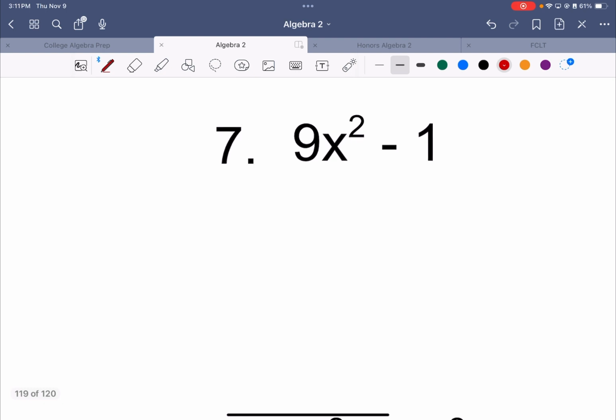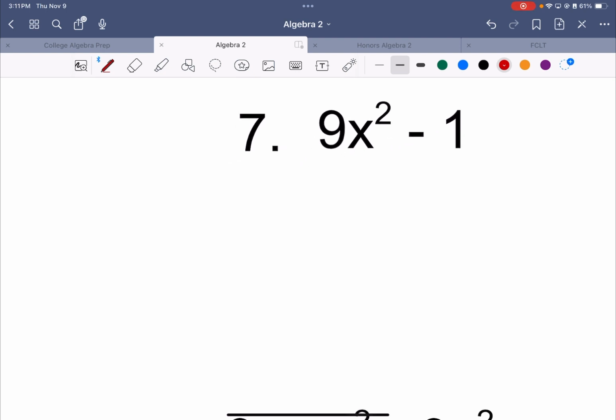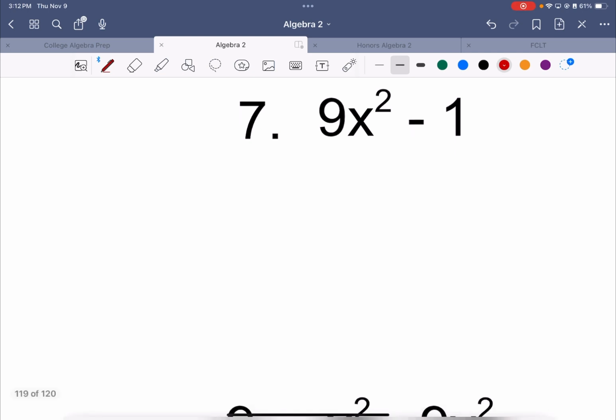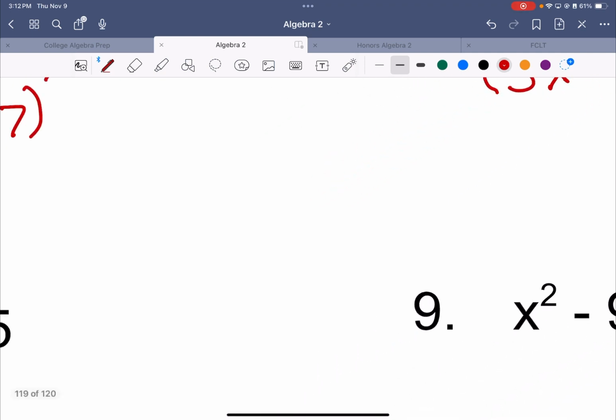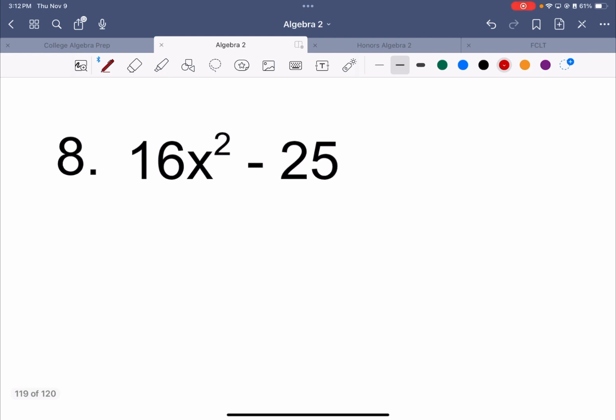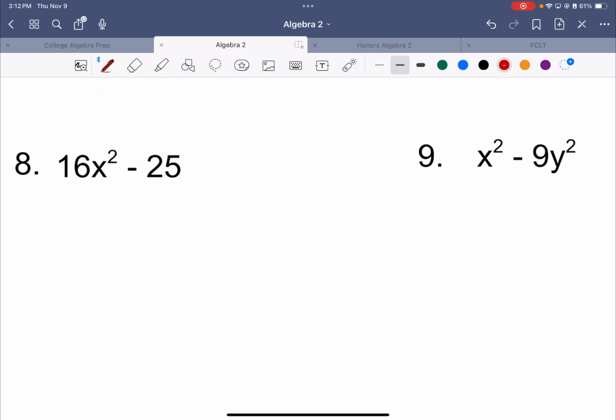Next one. 9x squared minus 1. It's subtracted. Okay, so I can at least try it. Square root of 9, 3. Square root of x squared, x. Square root of 1, 1. So it's 3x minus 1, 3x plus 1. That's the factored form of it. Next one, go ahead. 16x squared minus 25. I'm going to have you do 2 of them. So I want you to do both of those, 8 and 9.